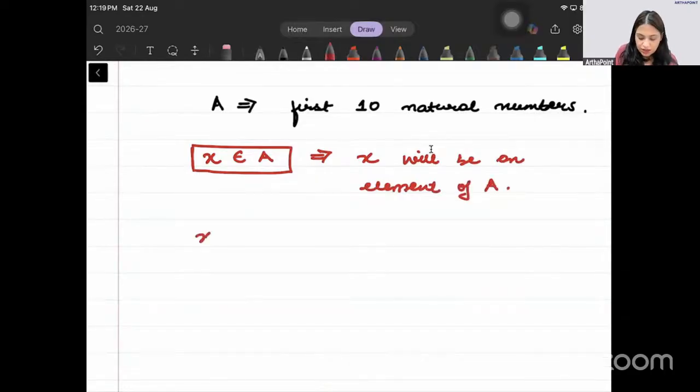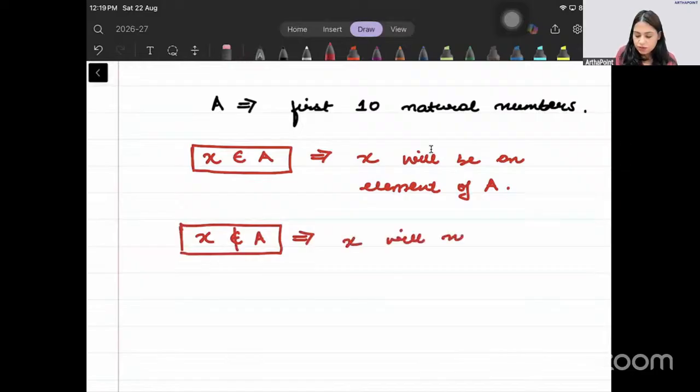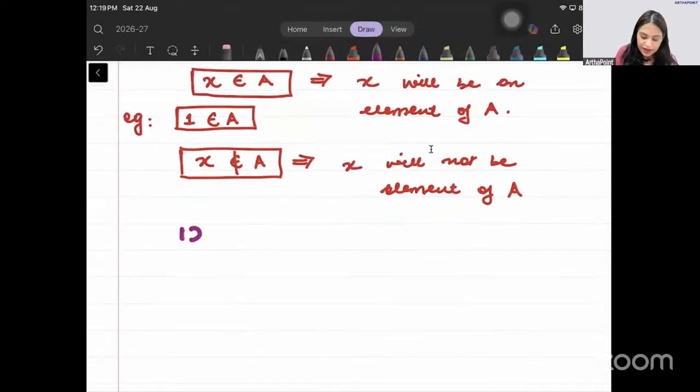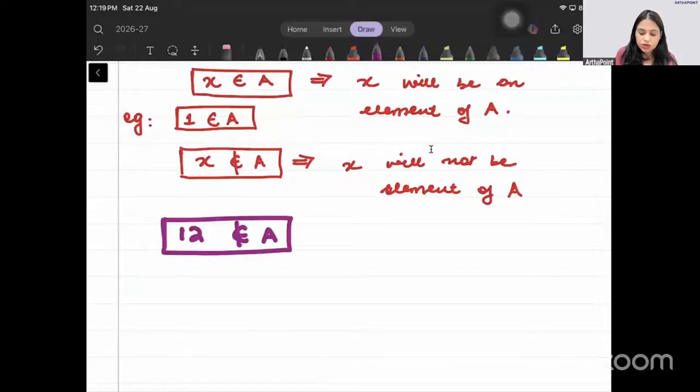And I can say X doesn't belong to A. This will be the sign for doesn't belong. It means that X will not be the element of A. So for example, I can say 1 belongs to A because I'm talking about the first 10 natural numbers. But I will say that 12 doesn't belong to A because this is not in the first 10 natural numbers.